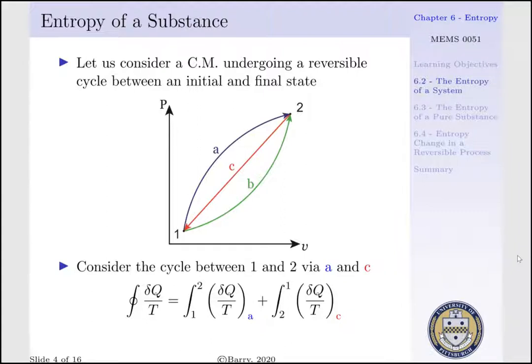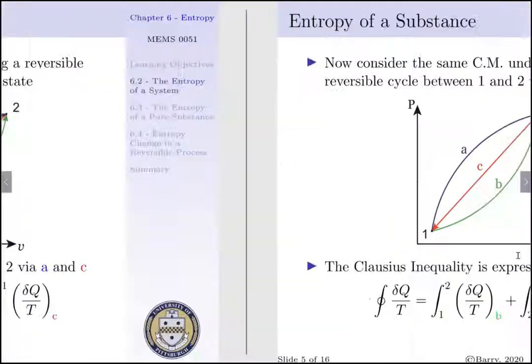Let us consider the cycle between states 1 and 2 taking paths A and C. The Clausius inequality would be stated as the cyclic integral of delta Q per T being equal to the integral from state 1 to state 2 of delta Q per T via path A, plus the integral from state 2 to state 1 of delta Q per T via path C.